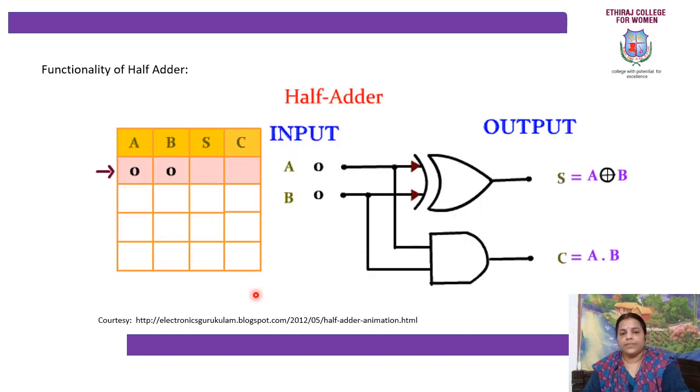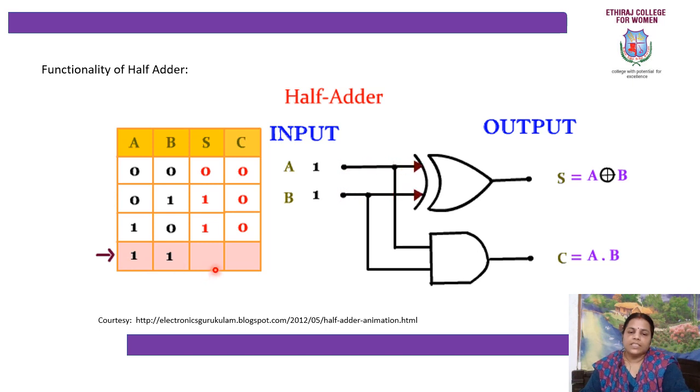Now I've taken an animated version. For 0 and 0, the sum value is 0. For the same 0 and 0, the carry is again 0. For the next combination, 0 and 1, the sum is 1 and there's no carry, so the carry is 0. For 1 and 0, the sum output is again 1. There's no extra bit generated, so the carry is 0. And for 1 and 1, the sum value is 0, but the carry value, or extra bit, is 1.